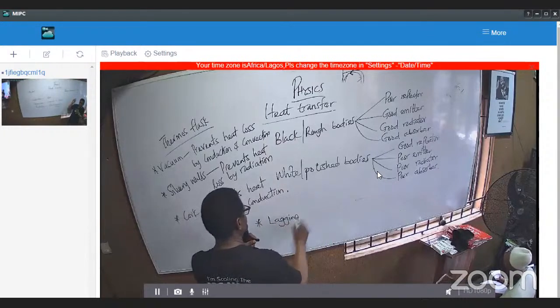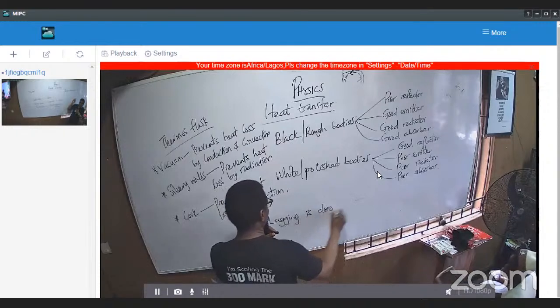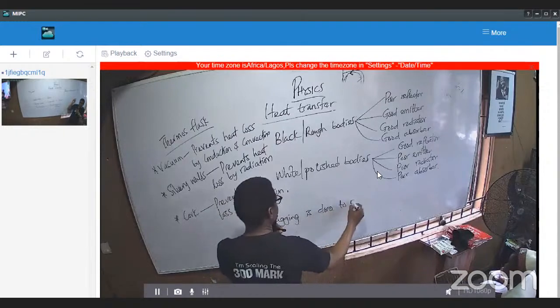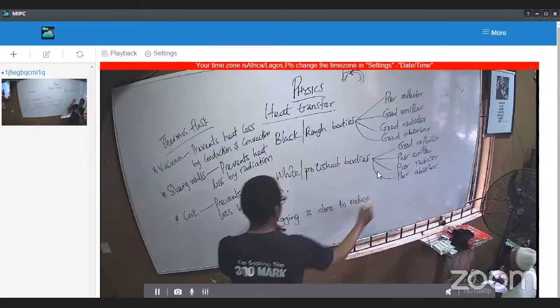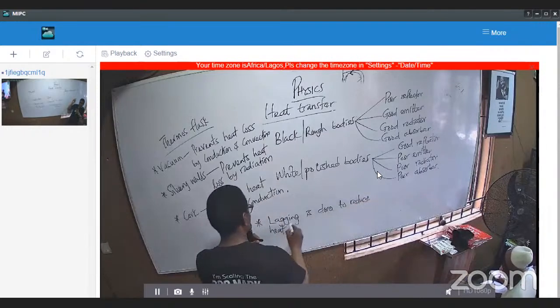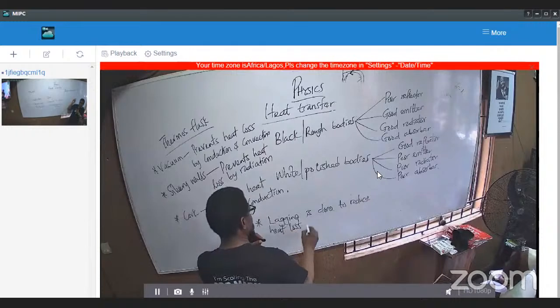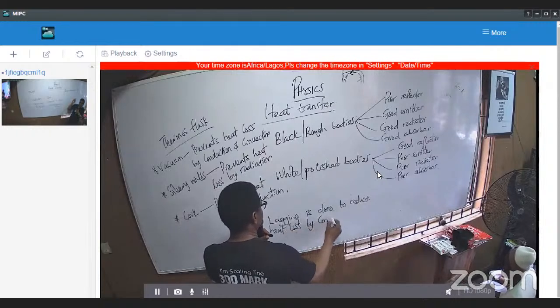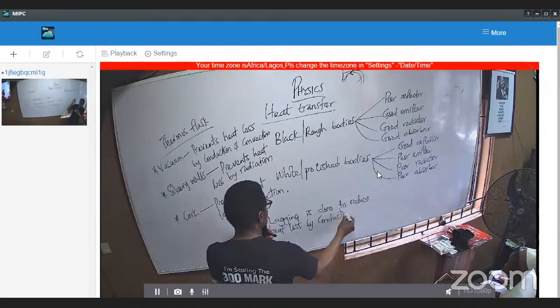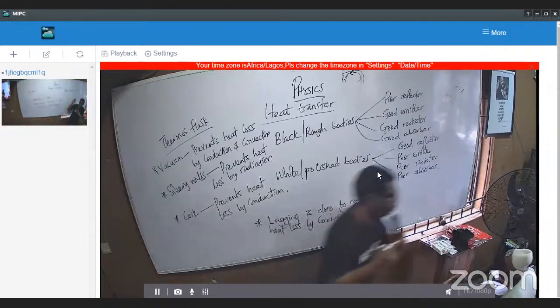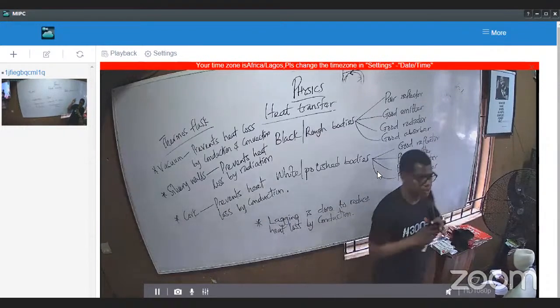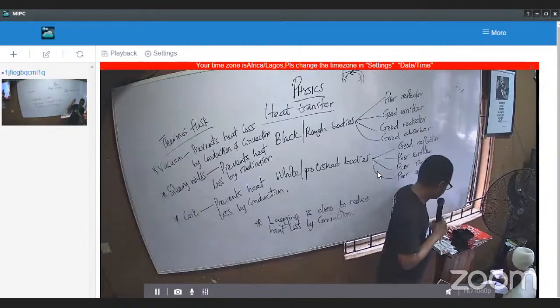That's what they call lagging in physics. Lagging is done to reduce heat loss by conduction, but that one is not inside the thermoflask. When you lag, you are trying to cover with insulators to prevent heat loss by conduction.